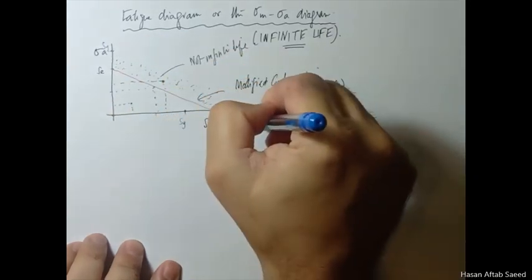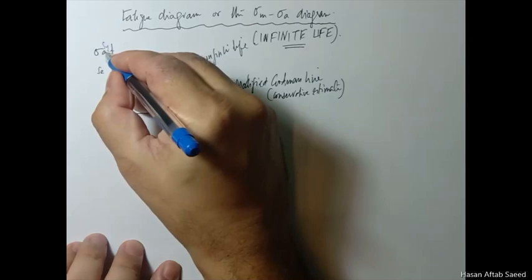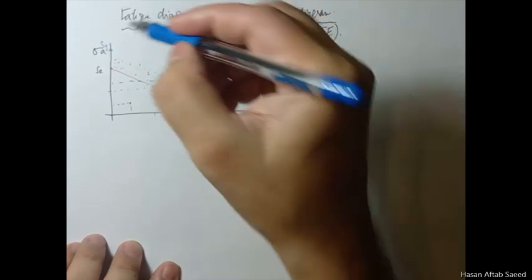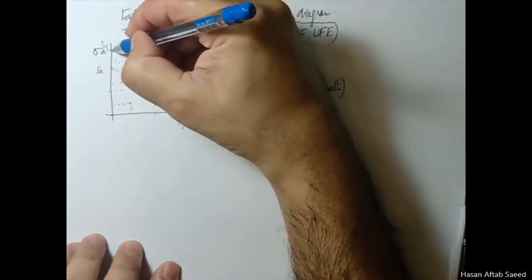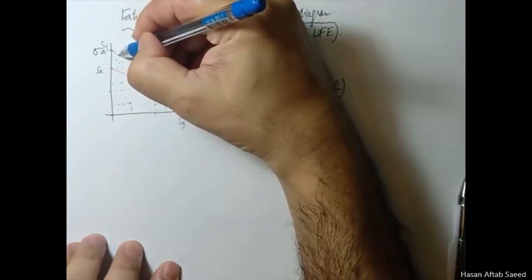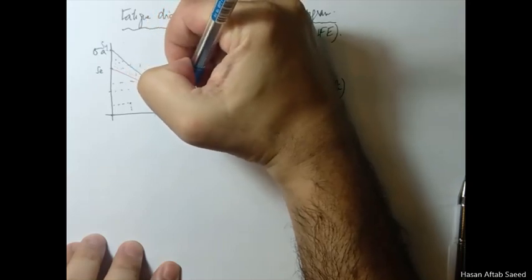You don't need even 1 megapascal of sigma m if your sigma a is going to be equal to Sy. It will yield. So now you have two competing mechanisms. One mechanism is ductile failure. Let me join these two again by a straight line.